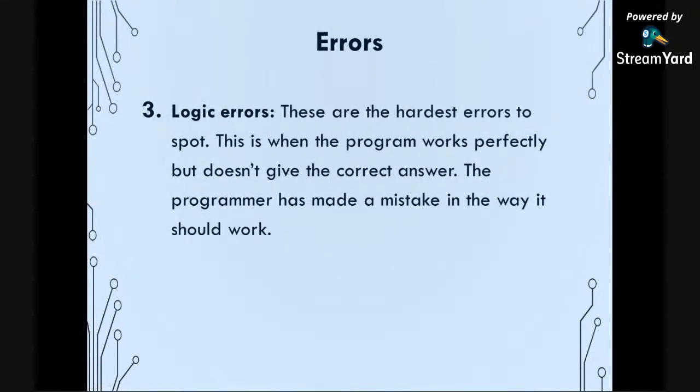And then our third kind of error is our logic error, which are the hardest errors to spot. This is when the program works perfectly, but it doesn't give the answer that you are expecting. So the programmer has made a mistake in the way that the program should work.